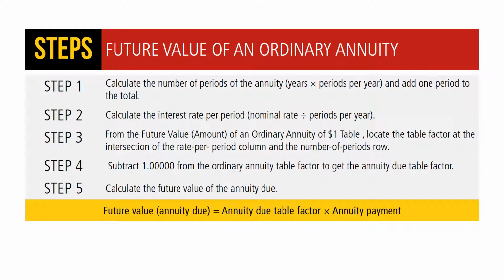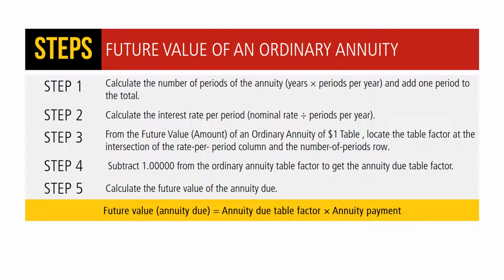When the future value of an annuity due is calculated, the table factor is found by using the same table as ordinary annuities, with some modification in the steps below. With annuities due, you must add 1 period to the number of periods and subtract 1.000000 from the table factor.